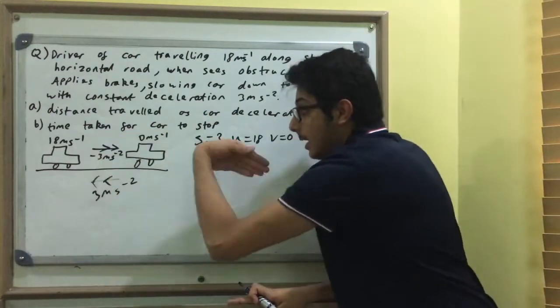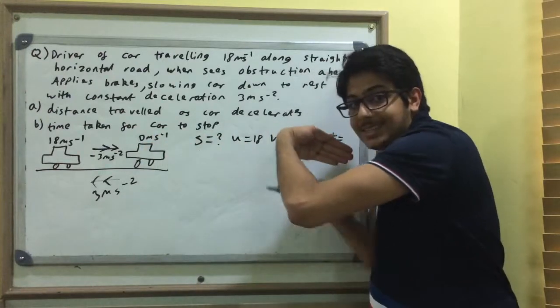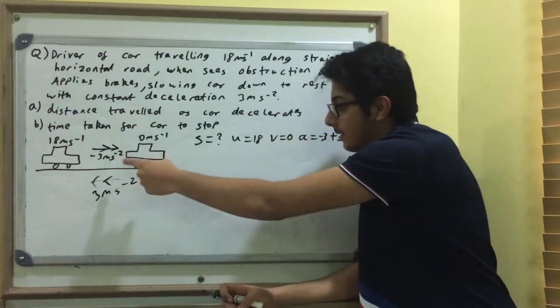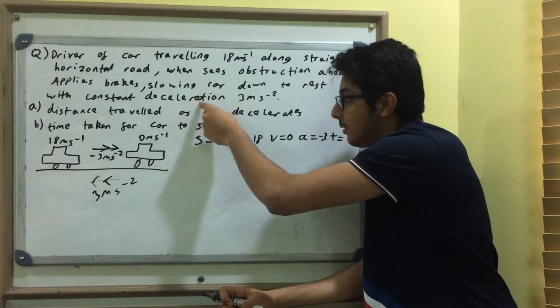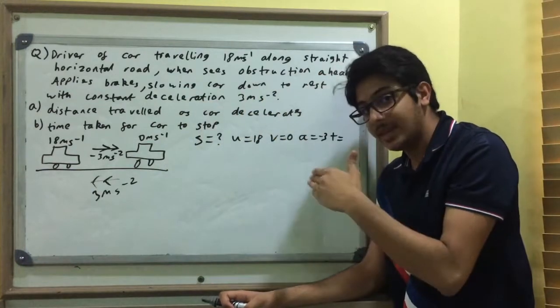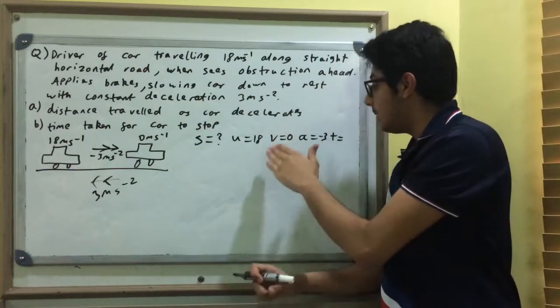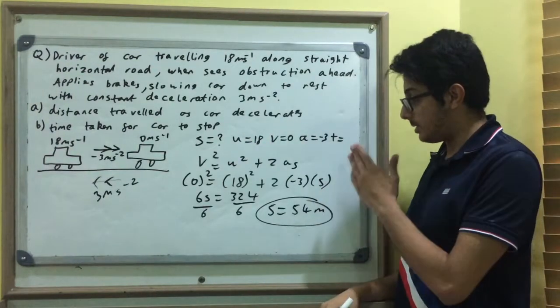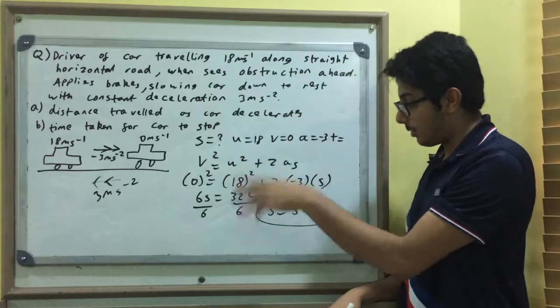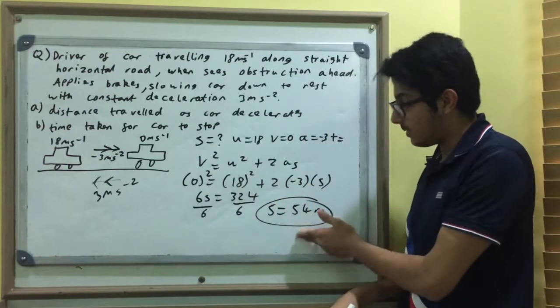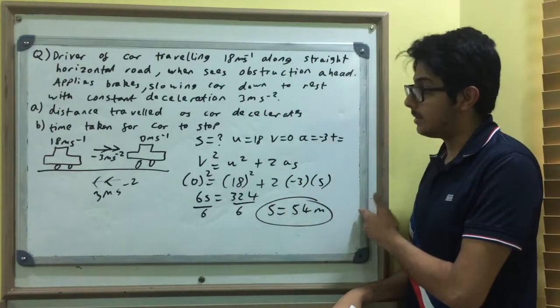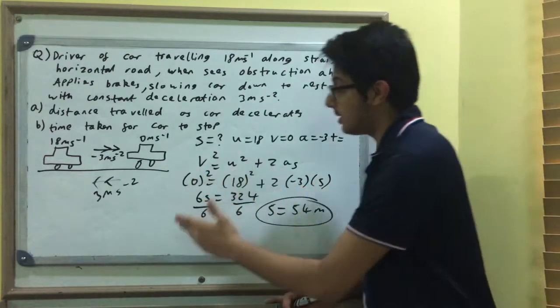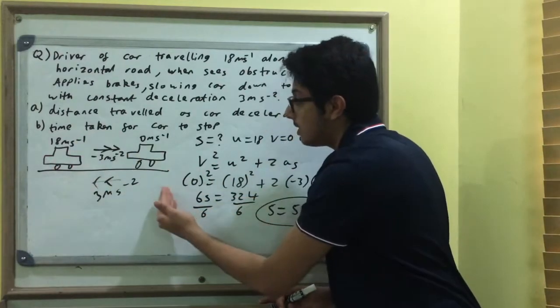And here, it's in this direction, but it's decelerating, so it's negative. Okay? So if it says deceleration is something, the acceleration is going to be negative. That's all you need to know. So here are our values. Now the equation I would use is V squared is U squared plus 2AS. Do some number crunching, and you get S is 54 meters. That's the distance traveled by a car as it decelerates from this point to this point.